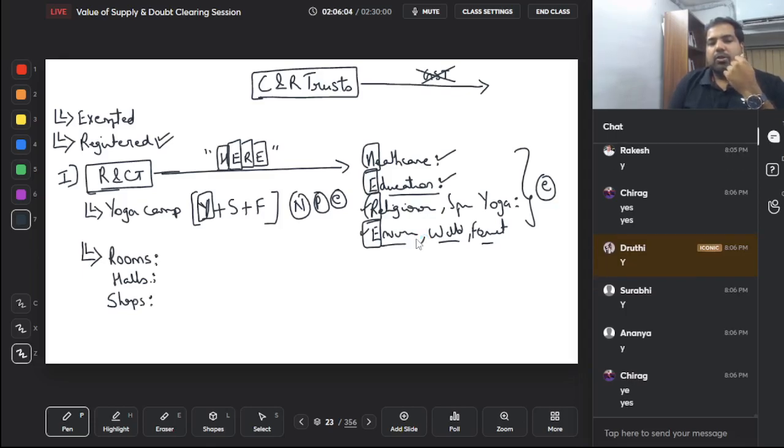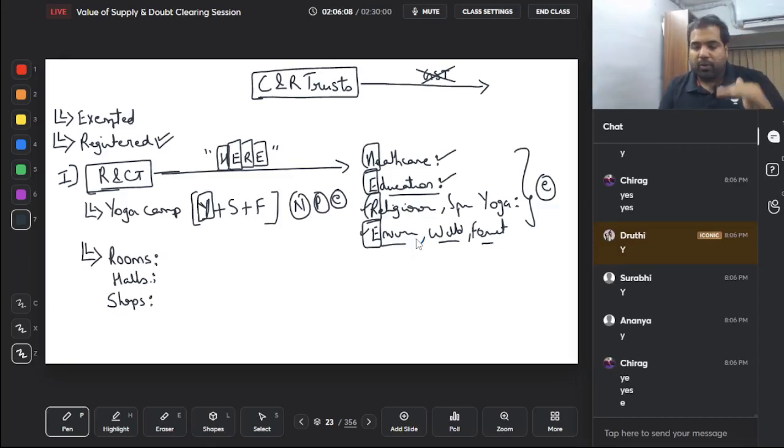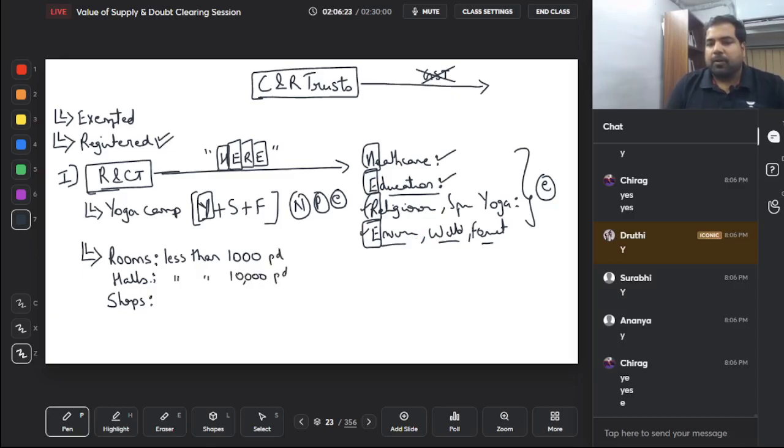Yes. So these will be exempt only if the tariff is very low. How low, guys? Less than, rooms less than 1000, halls less than 10,000 per day, and shops less than 10,000 per month. If the rent charged is this much, then it will be exempt.